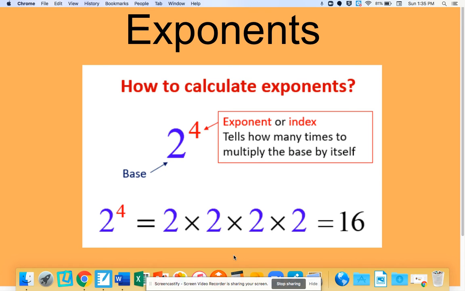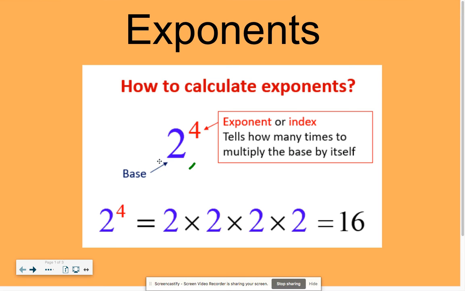So in this video, I'm going to talk to you about exponents. First of all, we need to know what an exponent is. An exponent tells how many times to multiply the base by itself. So in this case, 2 is the base number. The little 4 is called the exponent. And it tells us how many times we multiply the base, the 2, by itself.